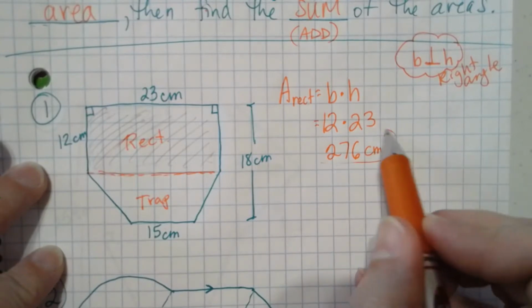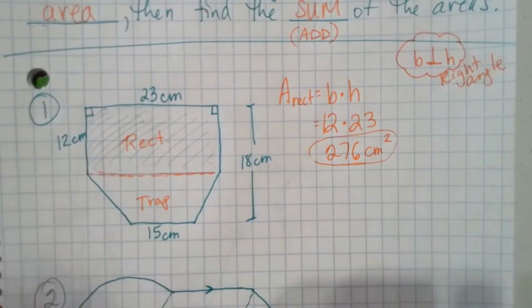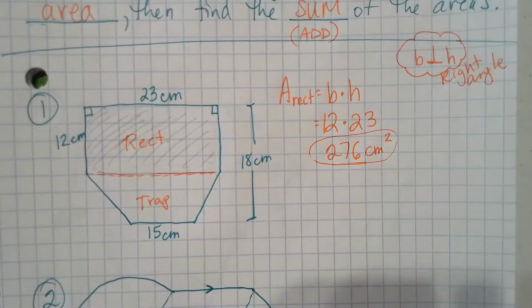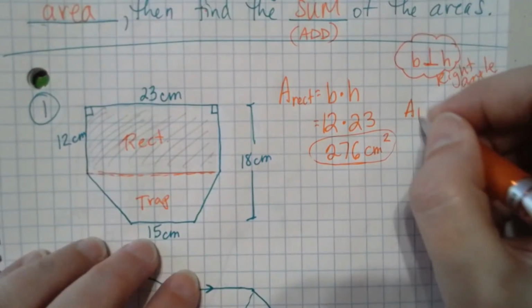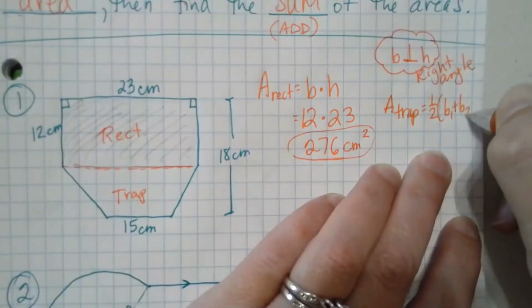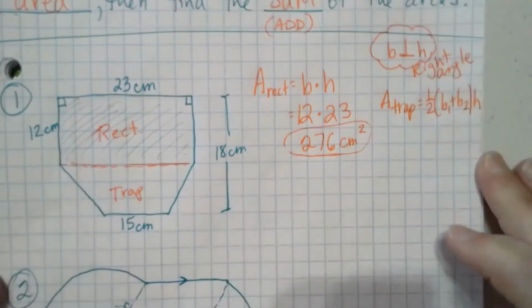Okay, I'm going to maybe put a circle around that. Okay, that's the area of the rectangle. We already found that. So then we're going to do the area of the trapezoid. Can I fit it in over here? Area of a trapezoid is 1/2 B1 plus B2 times H. Sure, it'll fit.